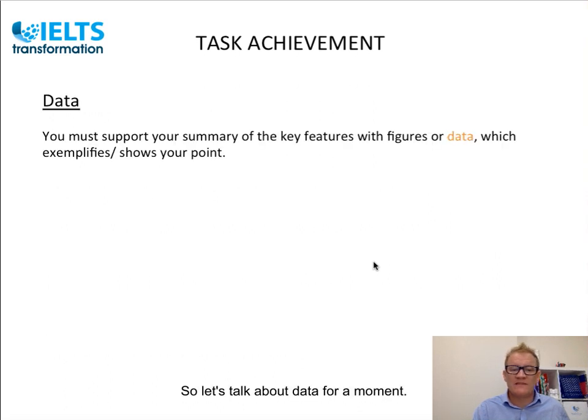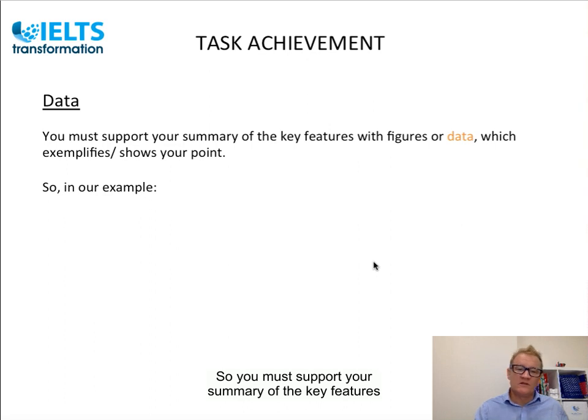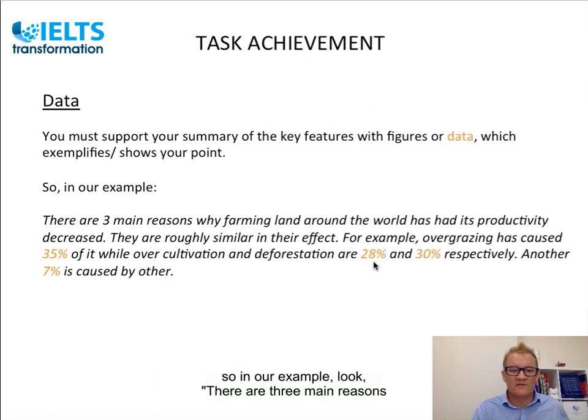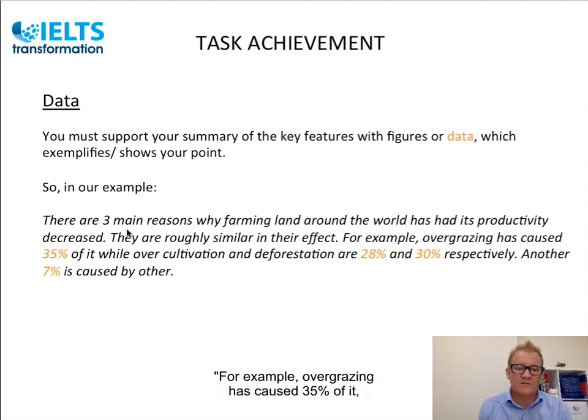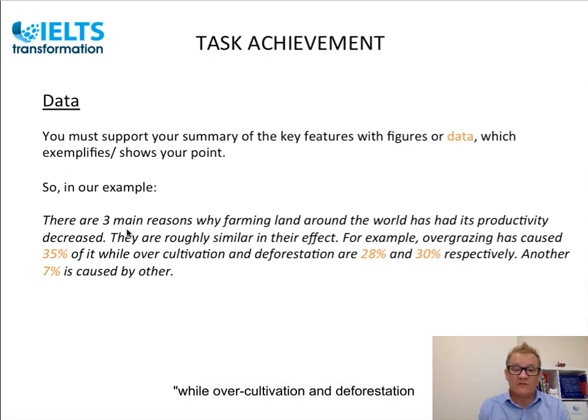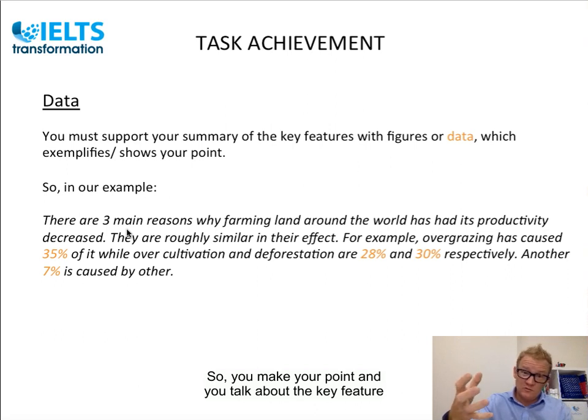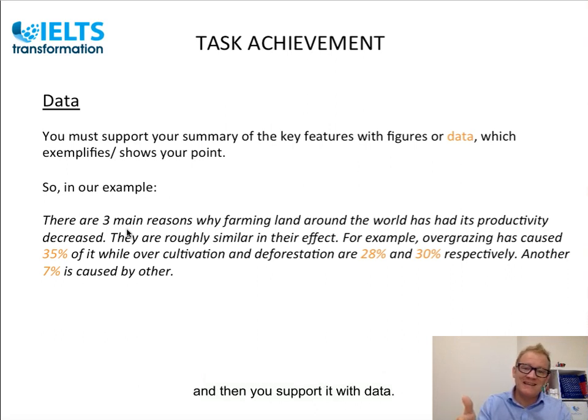So let's talk about data for a moment. You must support your summary of the key features with numbers or data which show your point. So in our example, look, there are 3 main reasons why farming land around the world has had its productivity decreased. They are roughly similar in their effect. For example, overgrazing has caused 35% of it, while overcultivation and deforestation are 28 and 30% respectively. Another 7% is caused by other. So you make your point, you talk about the key feature, and then you support it with data.